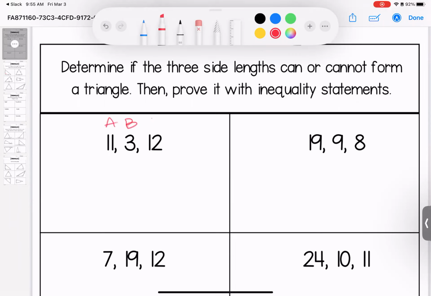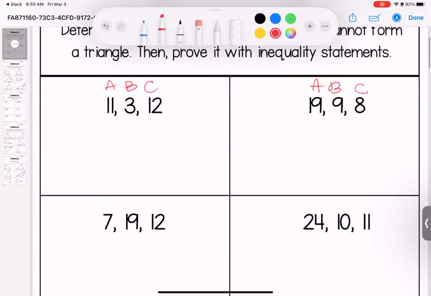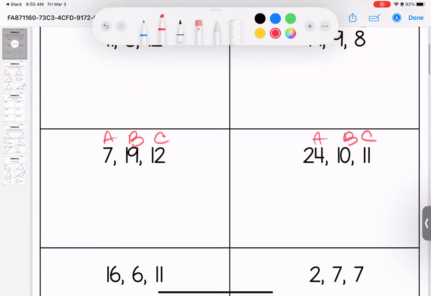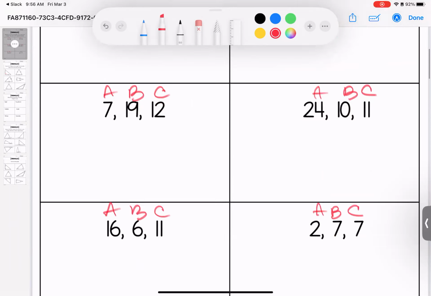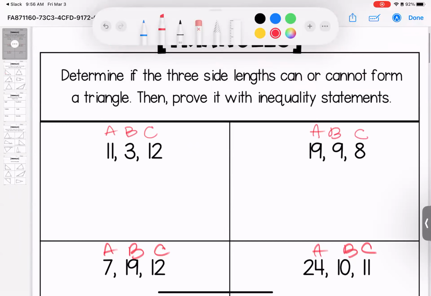So I'm going to label these A, B, C, because we learned in class that A plus B should be greater than C. Now, I know that I need to mix and match these because I have to test all of the relationships, but I think it might help you see it. I'm going to start with A plus B needs to be greater than C. So is 11 plus 3 greater than 12?